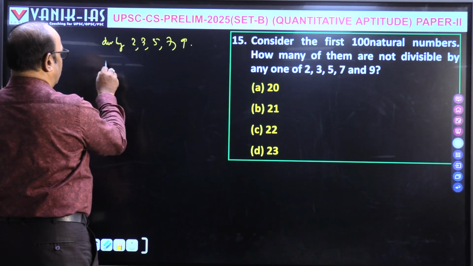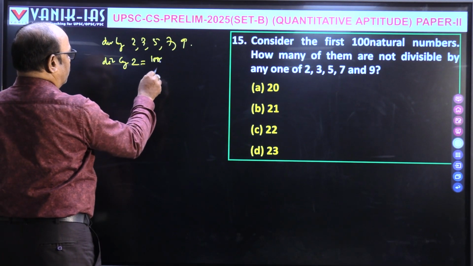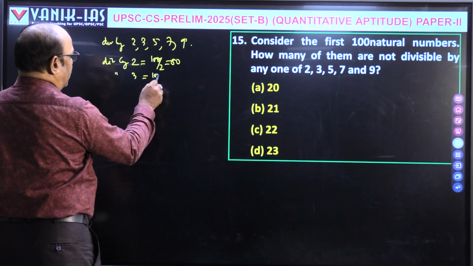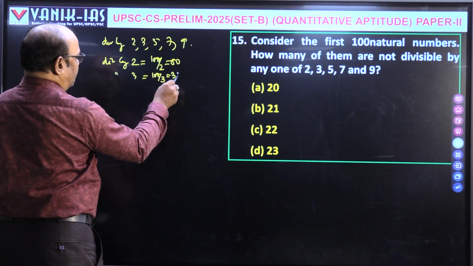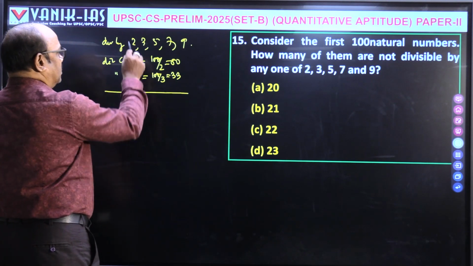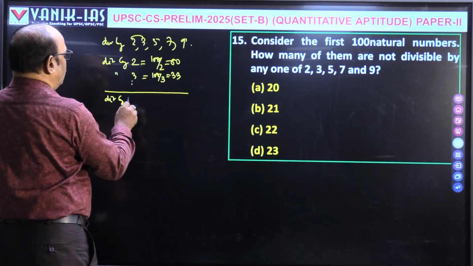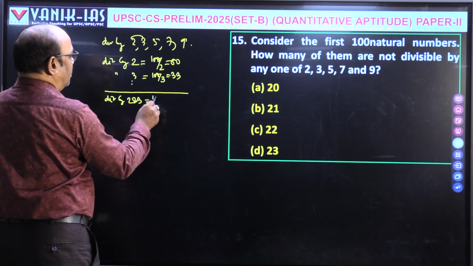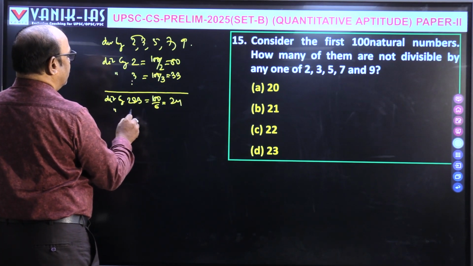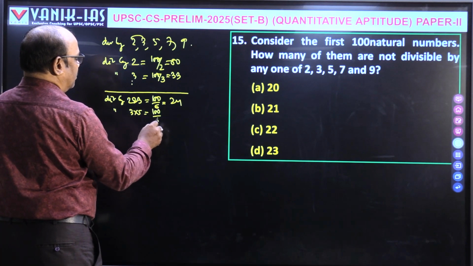First find out divisible by 2. So that is 100 by 2, that is 50 numbers. Divisible by 3, 100 by 3, that is equal to 33 numbers. So like this, first find individual numbers up to 9. Then find two numbers. Divisible by 2 and 3, that is 6, 100 by 6. Similarly, divisible by 3 and 5, that is 15, 100 by 15.